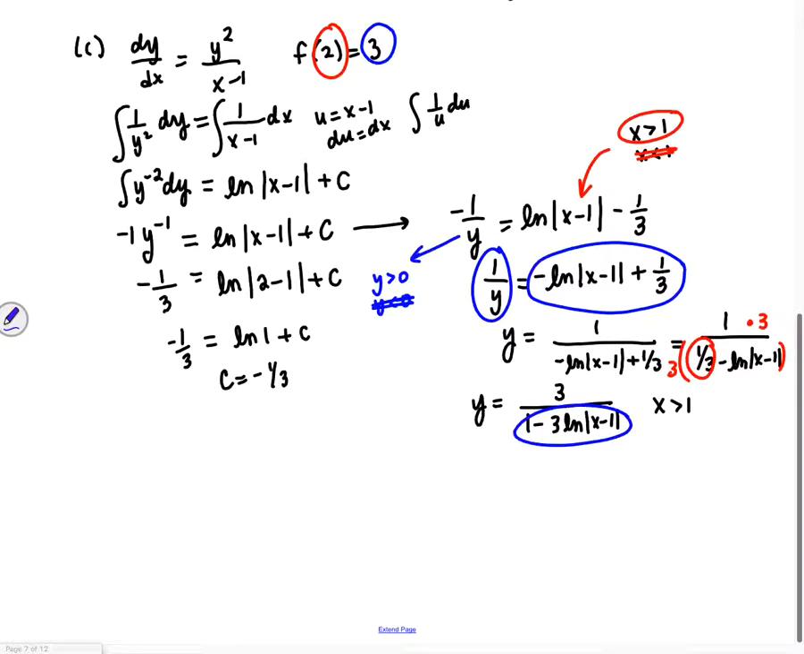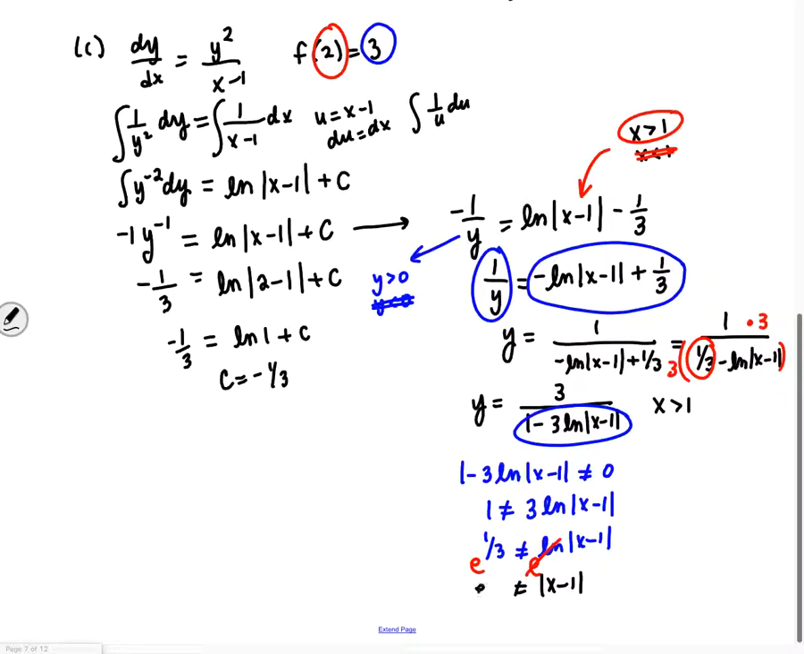So luckily, if you notice in the instructions, this one they did not give you a point for the domain. But technically, the domain is that 1 minus 3 natural log of x minus 1 can't be equal to 0. So we add the 3, I'll just put can't be equal to 0. I add that 3 natural log of x minus 1, I divide by 3, and then I do e raised to both sides. So that cancels. So I get x minus 1 can't be e to the 1/3. And you can do the plus or minus and so on.